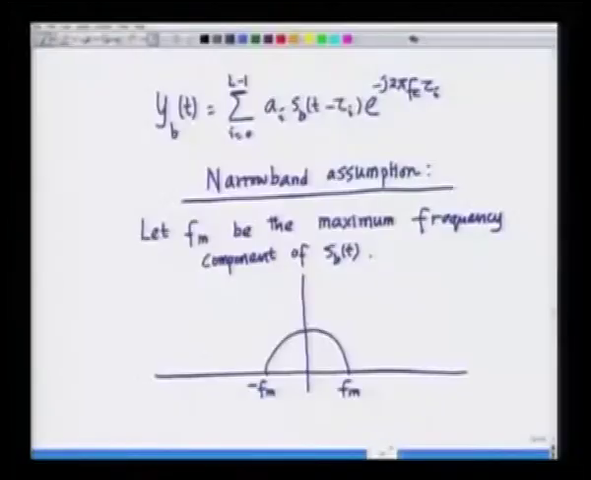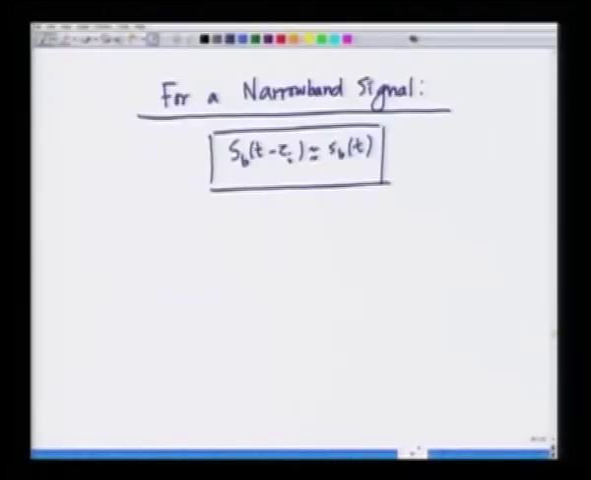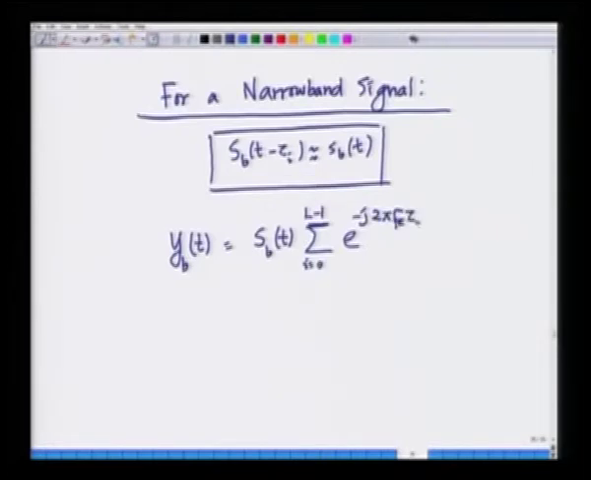Using this simplifying narrow band assumption, if we go back one slide, I have y B of t equals the sum over I equals 0 to L minus 1 of a I s B of t minus tau I e power minus j 2 pi f c tau I. Now, all the s B of t minus tau I's are approximately equal to s B of t, which means s B of t comes out of this expression, and I can write a simplified expression for the narrow band received signal as follows: y B of t equals s B of t into sigma I equals 0 to L minus 1 e power minus j 2 pi f c tau I, and this is a very important expression.